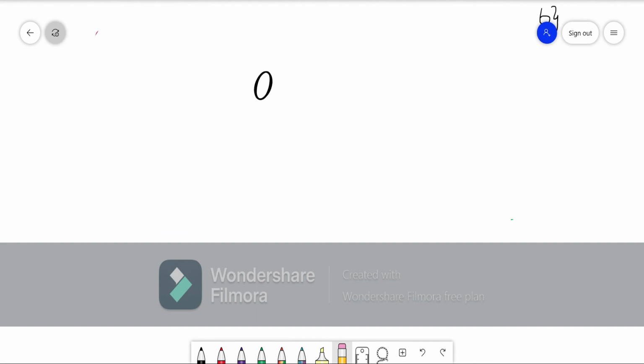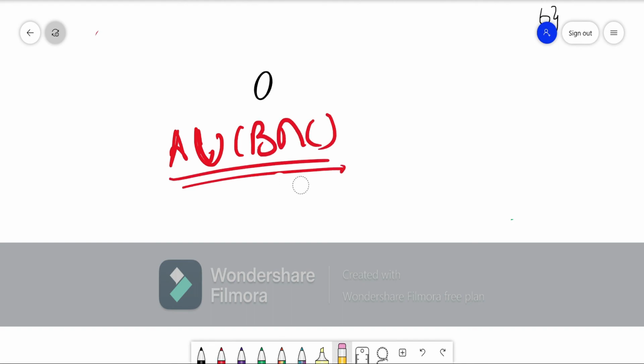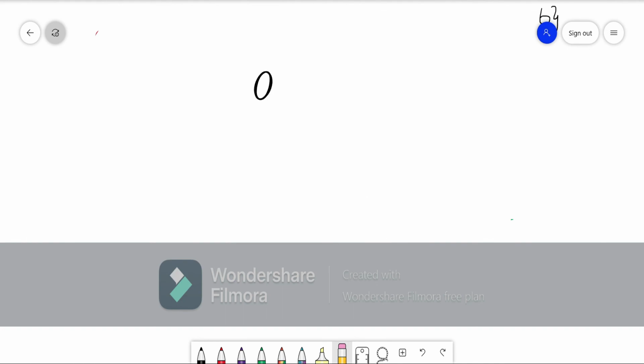What have they written in the question? Do A union (B intersection C). Such kind of questions we just did right now, right? Then they say to show that they are equal. So I hope this is easy and you can all do it.